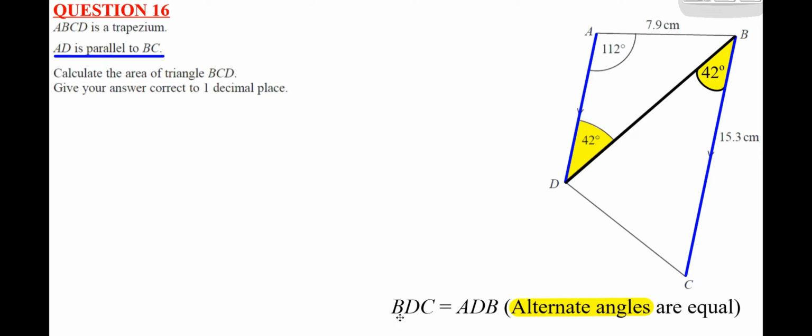Angle BDC is the same as angle ADB, because alternate angles are equal. Now, we don't need to say that to the examiner. The question isn't asking us for angle proofs or to state reasoning, but if you want to know, that's why we can deduce that this angle here is 42 degrees. Because we can work that out, we may as well add it to the diagram.